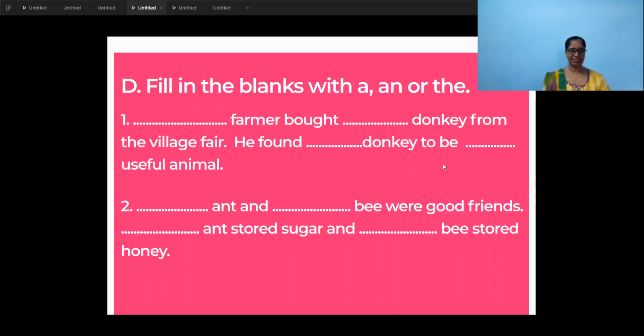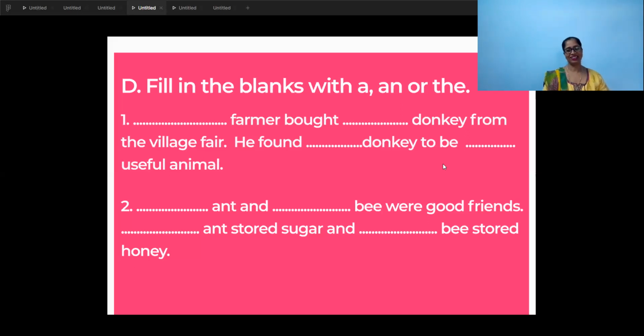Have you written the answer? So check. Yes, a farmer bought a donkey from the village fair. He found the donkey, because we are talking about the donkey which we have already spoken, to be a useful animal. A U, which sound? Consonant sound. So a useful animal.